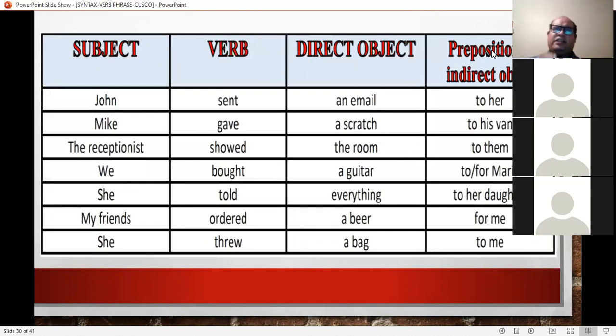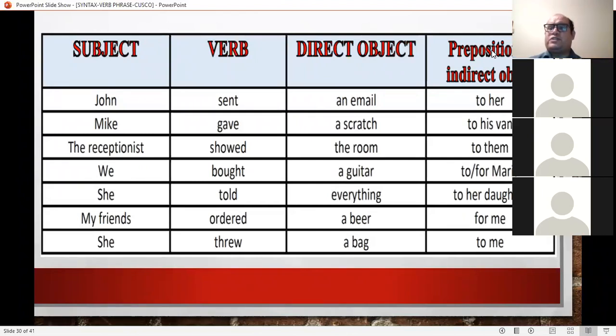So notice here again the table. John sent an email to her. Mike gave a scratch to his van. The receptionist showed the room to them. We bought a guitar to or for Maria. She told everything to her daughter. My friends ordered a beer for me. She threw a bag to me.